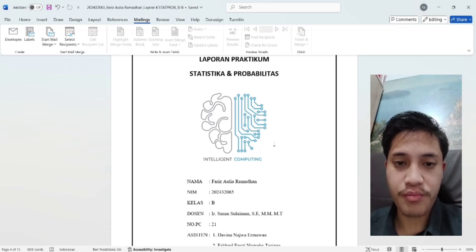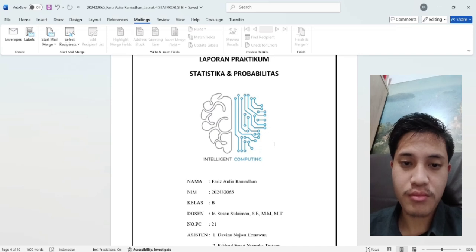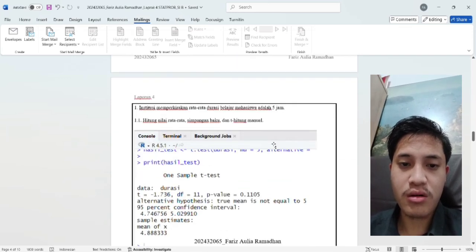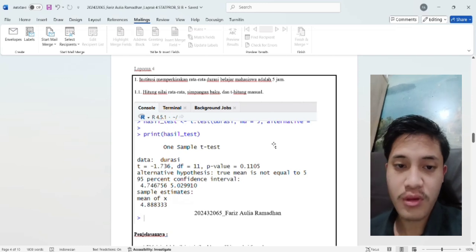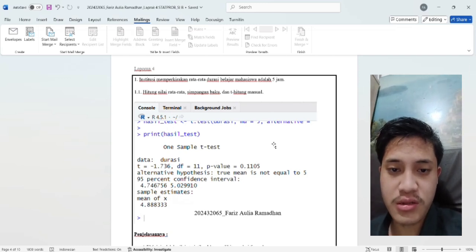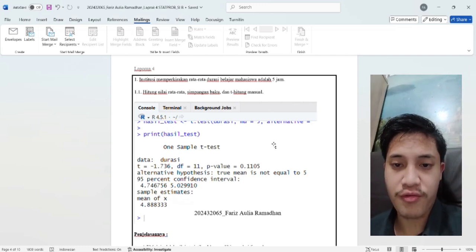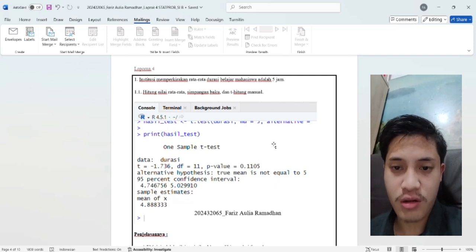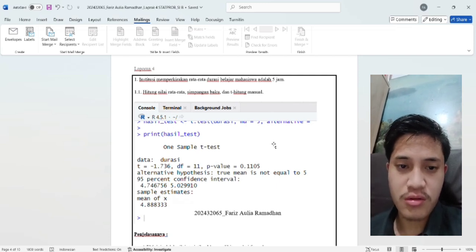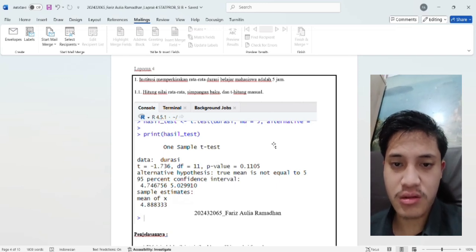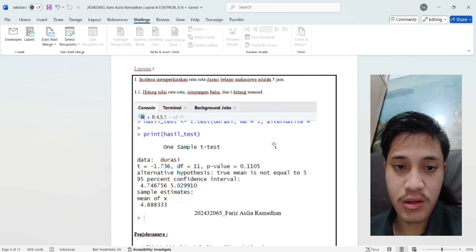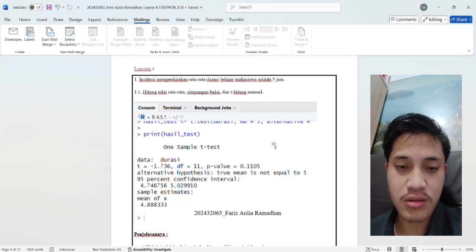Practical report. Number one, the institution estimates the average study duration of students is 5 hours. One, calculate the mean, standard deviation, and the t value manually. Explanation.